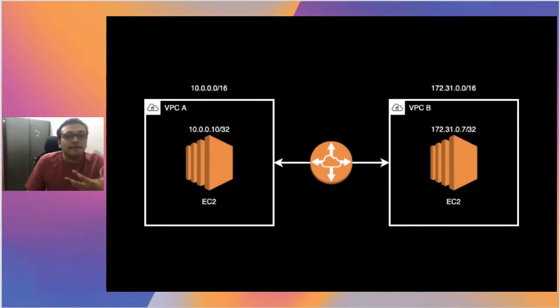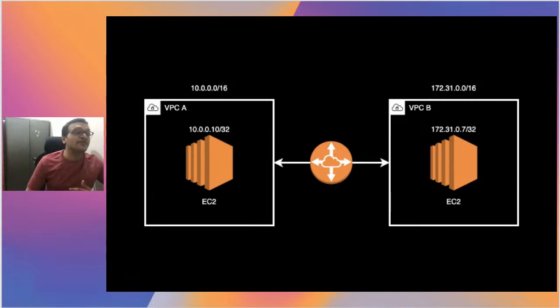And let's look at an example, right? So if I've got two VPCs, a VPC A and a VPC B, and as you can see, you have two separate IP blocks, right? 10.0.0.0/16 and 172.31.0.0/16. And in these two VPCs, I've got one machine each. I've got 10.0.0.10, which is one EC2 instance, and 172.31.0.7, which is another EC2 instance. Now, when you peer these two VPCs, each of these EC2 instances, EC2.1 and EC2.2, can talk to each other as though they are on the same network.